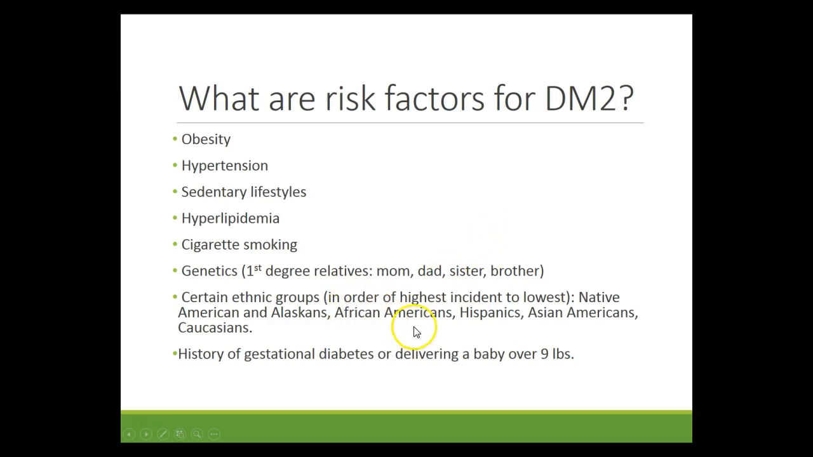And the way I have them listed is basically in order of highest incidence to lowest, Native Americans and Alaskans all the way to Caucasians, and also having a history of gestational diabetes or delivering a baby over 9 pounds. So these are just risk factors for type 2 diabetes.